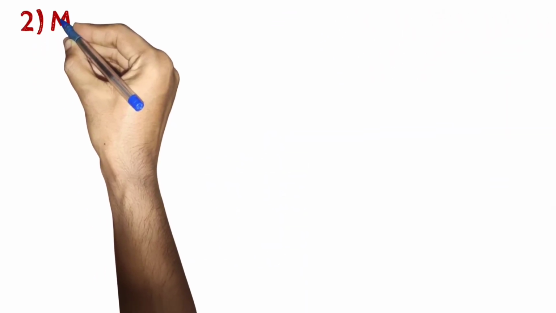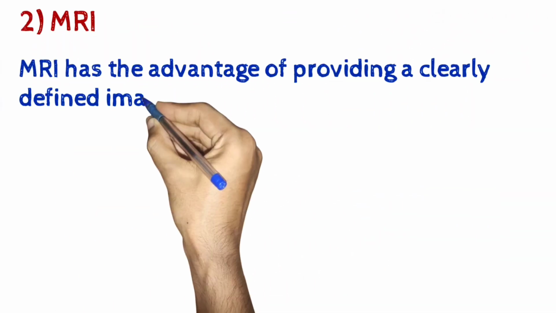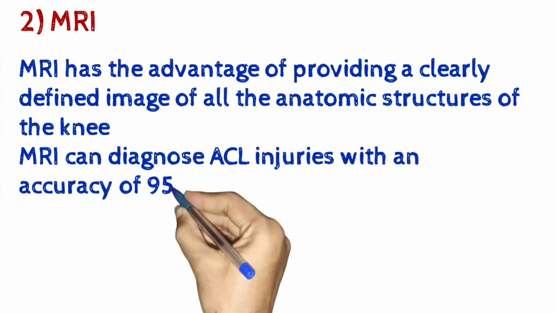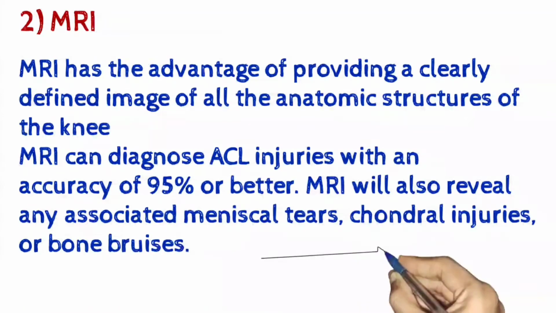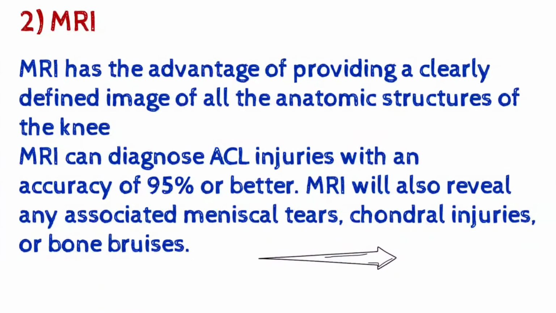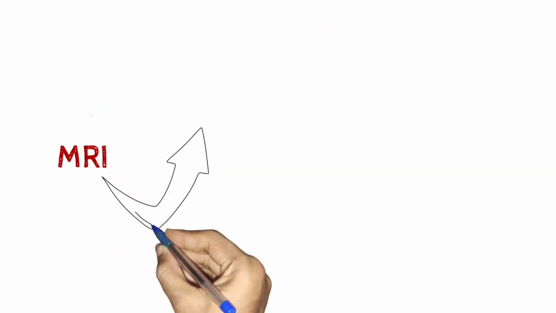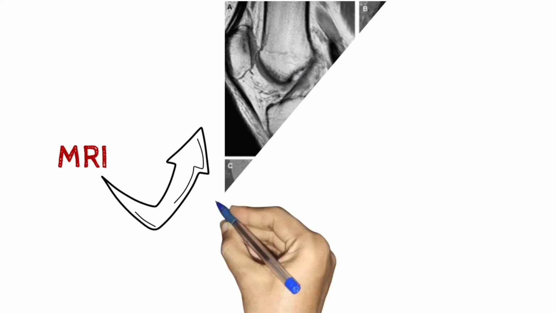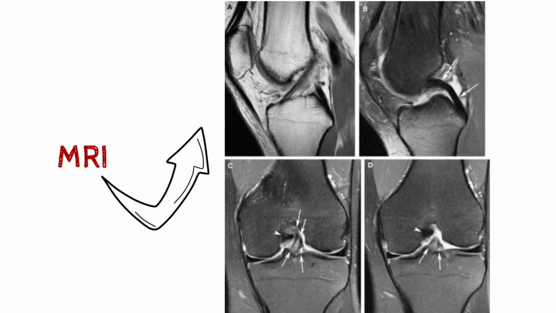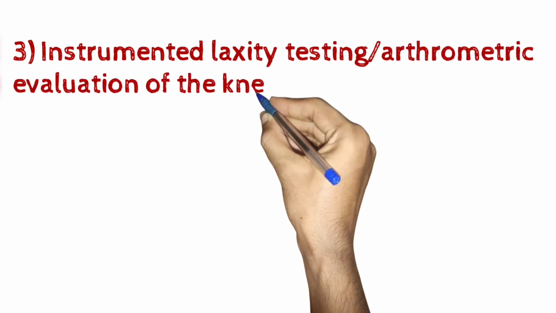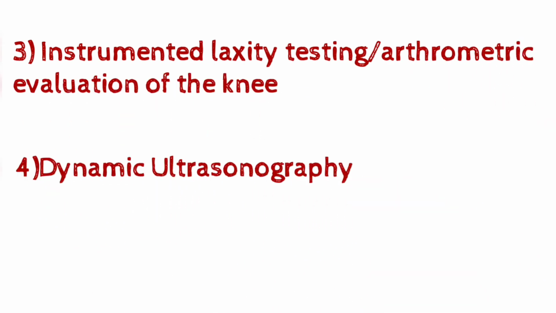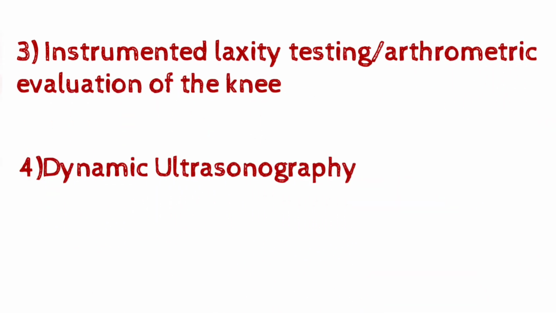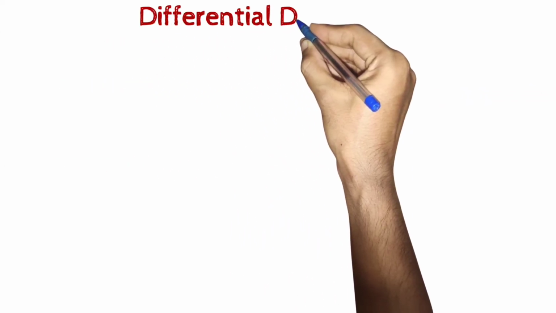2. MRI. MRI has the advantage of providing a clearly defined image of all the anatomic structures of the knee. MRI can diagnose ACL injuries with an accuracy of 95% or better. 3. Instrumented laxity testing. Arthrometric evaluation of the knee. 4. Dynamic ultrasonography.